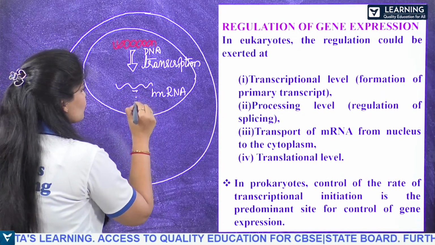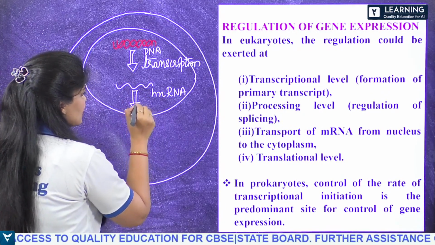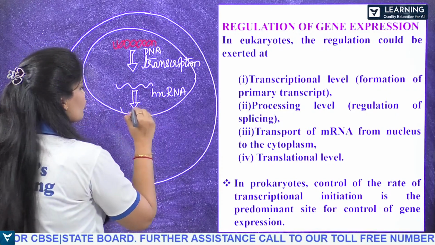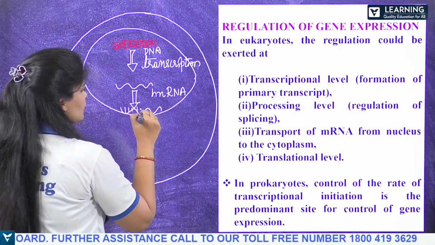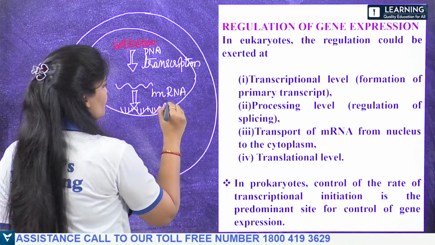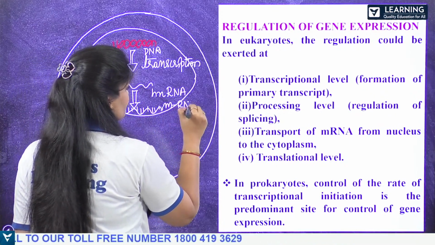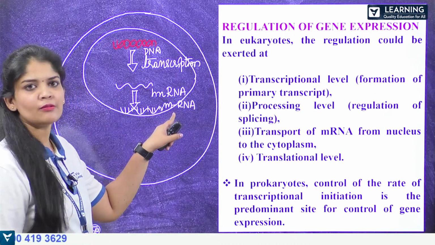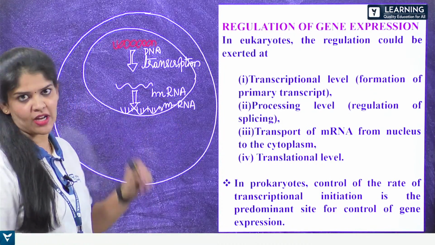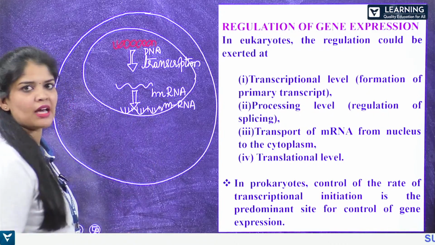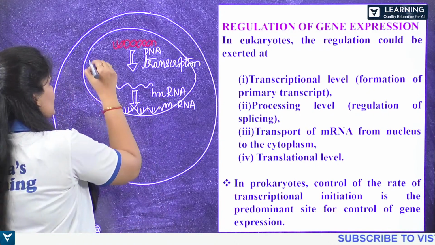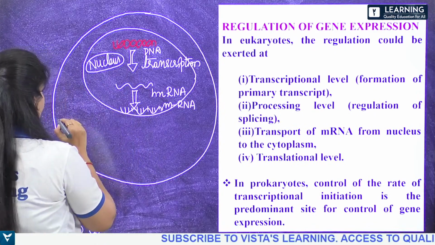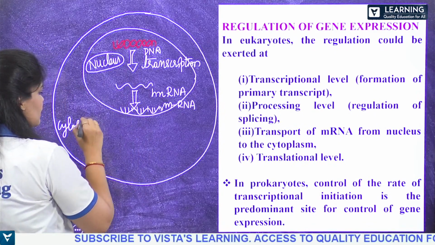Then this will undergo further modification, what we consider post-transcriptional modification, and it will now produce processed mRNA. This is the primary transcript and this is the processed or mature mRNA. Once the mature mRNA is produced inside the nucleus, it moves out; this is the cytoplasm.